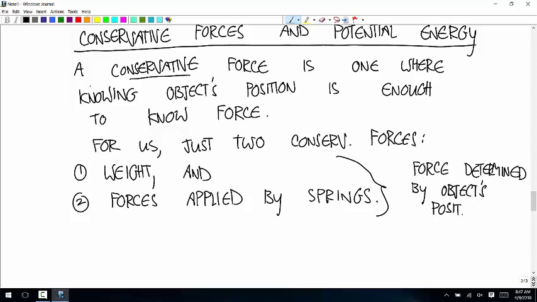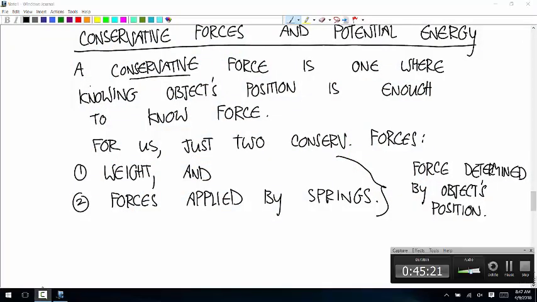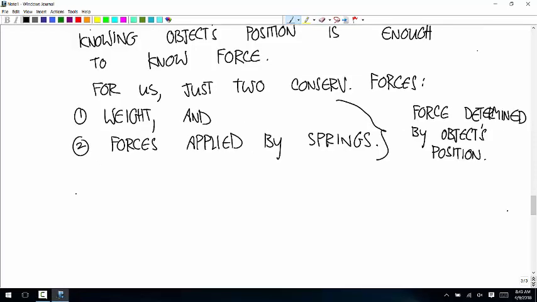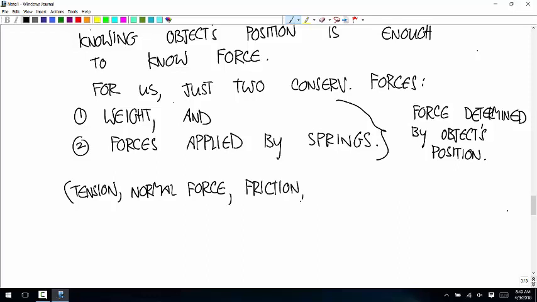So now let's think of a couple examples of non-conservative forces. Cable tension, normal force, friction, and a million other things are non-conservative.